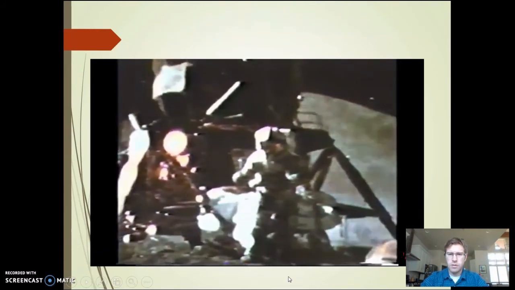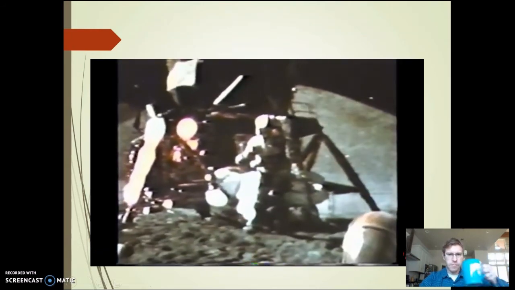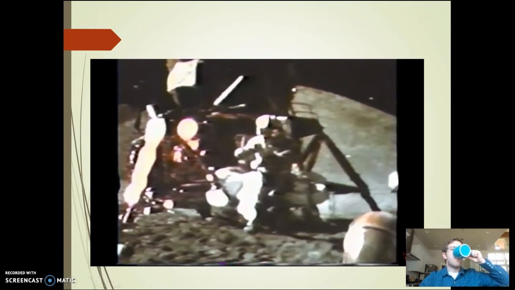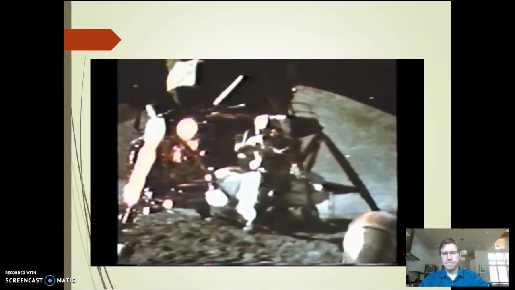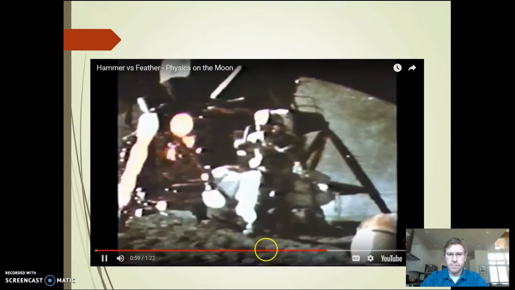The feather happens to be appropriately a falcon feather for our falcon, and I'll drop the two of them here, and hopefully they'll hit the ground at the same time.